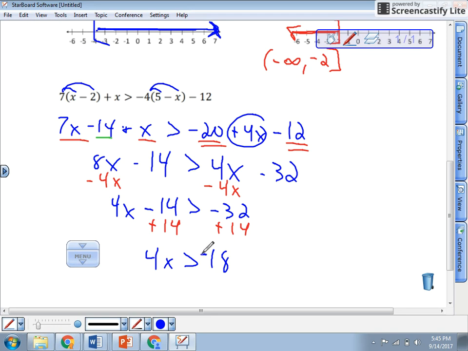And I'm going to divide by 4 now. Do I need to switch the sign? I got a -18 here, but no, I'm not dividing each side by a negative. I'm dividing each side by +4, so the sign doesn't switch. So the answer will be x is greater than -18 over 4, which again reduces, because 2 goes into both of those. So it's actually going to be -9 over 2.